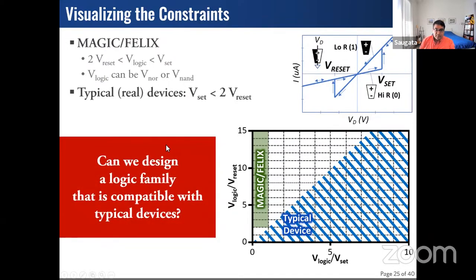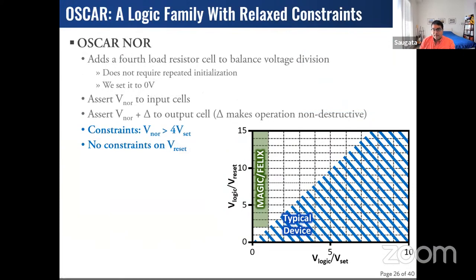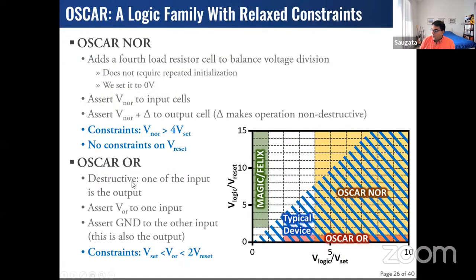So we started to design a logic family that could actually work within the constraints of typical devices. I'm not going to go into the details of it; there's a lot more information in our JETCAS paper, but we looked at how to balance the voltage division to allow us to get into this range. We came up with a new logic family that we call OSCAR that can do non-destructive NOR operations, and OSCAR NOR is compatible with many of the typical devices that you can build. We also came up with a destructive OR operation that has compatibility with a bunch of other typical devices. So unlike MAGIC and FELIX, we're starting to get to the range of what typical devices can do, and covering many of them in a way that can still do the type of logic that we're looking to explore.